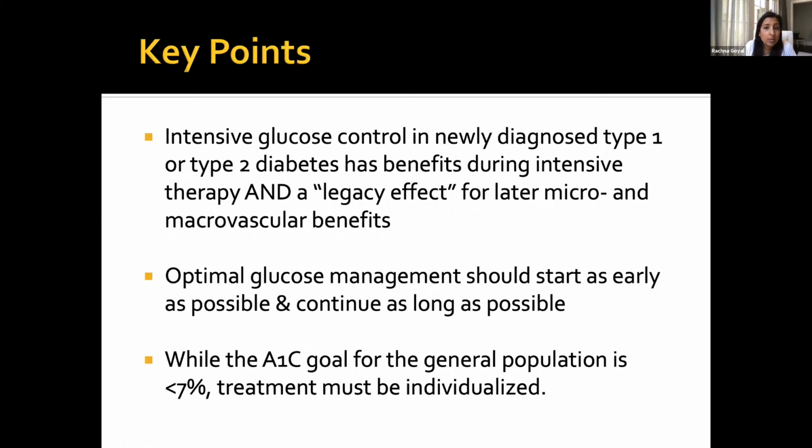So just to take home points here, intensive glucose control in newly diagnosed type 1 or type 2 diabetes has benefits during the intensive therapy and has this legacy effect that we kind of talked about for later micro and macrovascular benefits. Optimal glucose management should start early and continue for as long as possible. And while the goal A1C is 7%, treatment should be individualized.